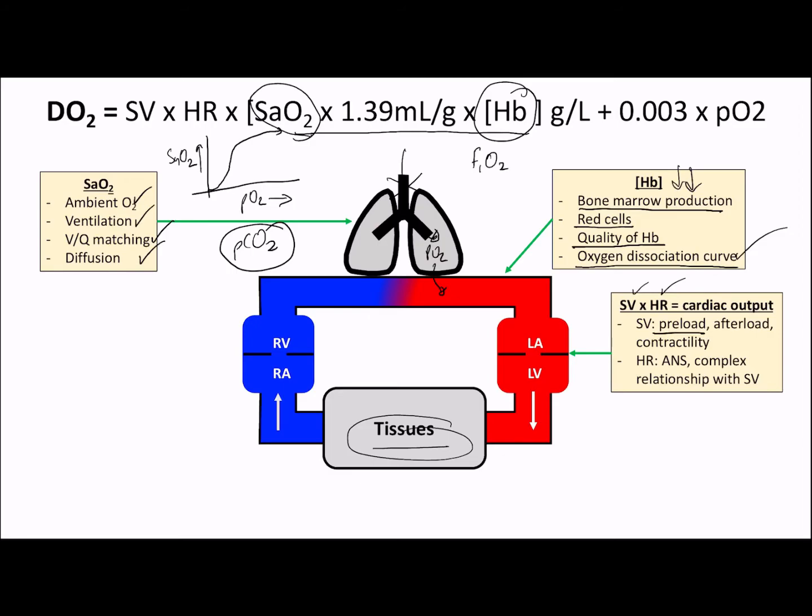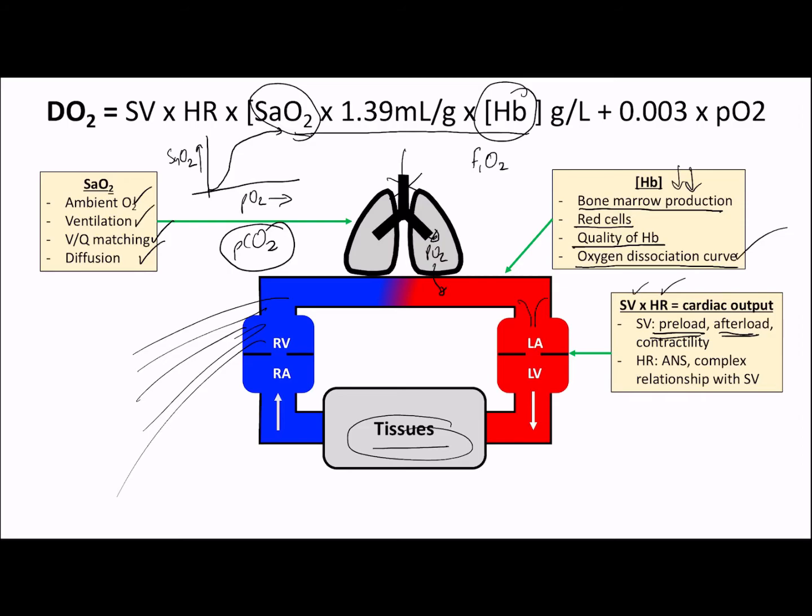So that's the preload. So imagine if a patient is hemorrhaging, so they've lost a whole bunch of blood. The blood that's coming in to the left side of the heart is only of minimal quantity. So you can't pump too much blood out. So that's low preload. Afterload is the pressure that the heart has to effectively pump against.